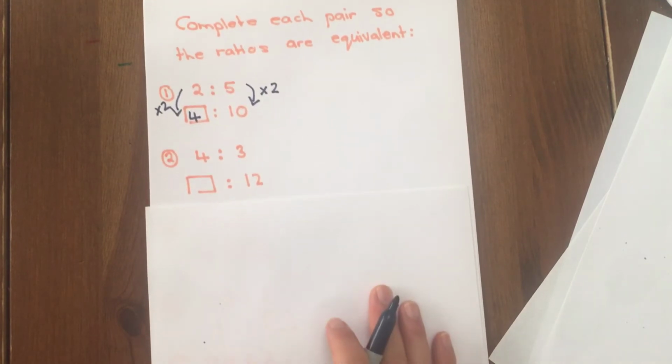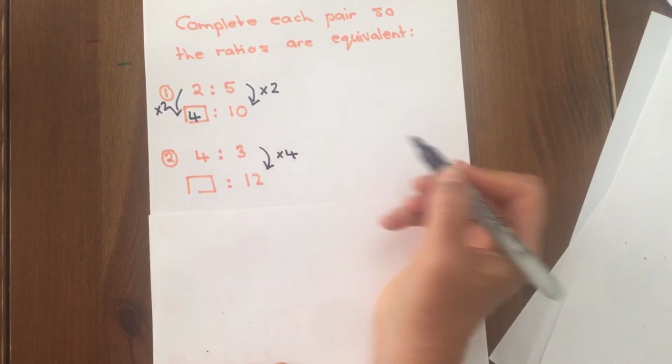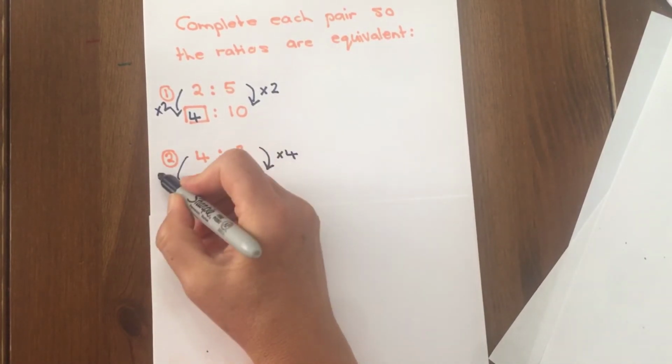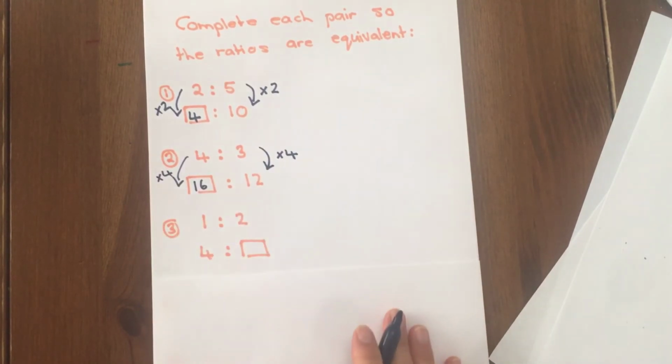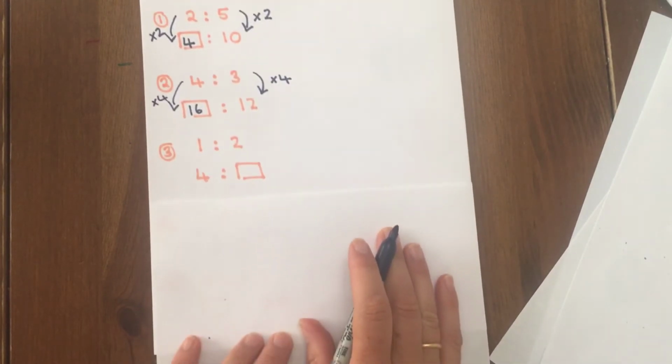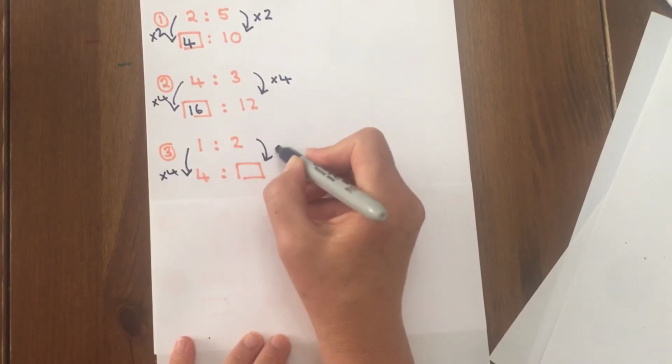Okay, question 2. How many 3's go into 12? 4. So I times by 4 here. Next question, 3. I times by 4. So I times by 4.